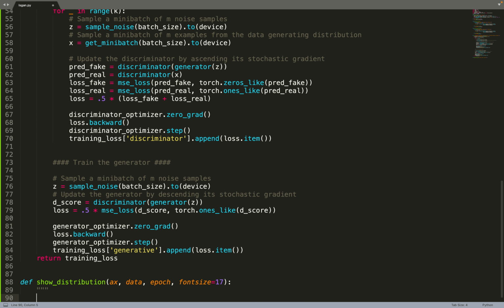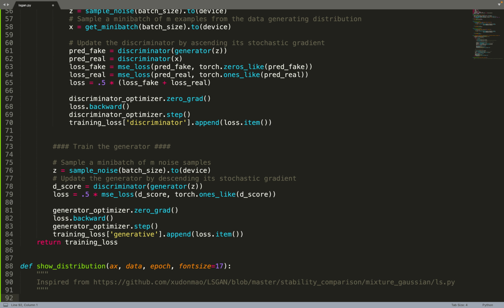Now we can move on to combining everything. Before doing that, there is this show distribution function. So basically, in the figure in the paper, they do not directly show sample data from the generator. First, they do a KDE on top of it. They fit a kernel on top of the learned data, and they show the distribution learned by the kernel, so that the plots look better.